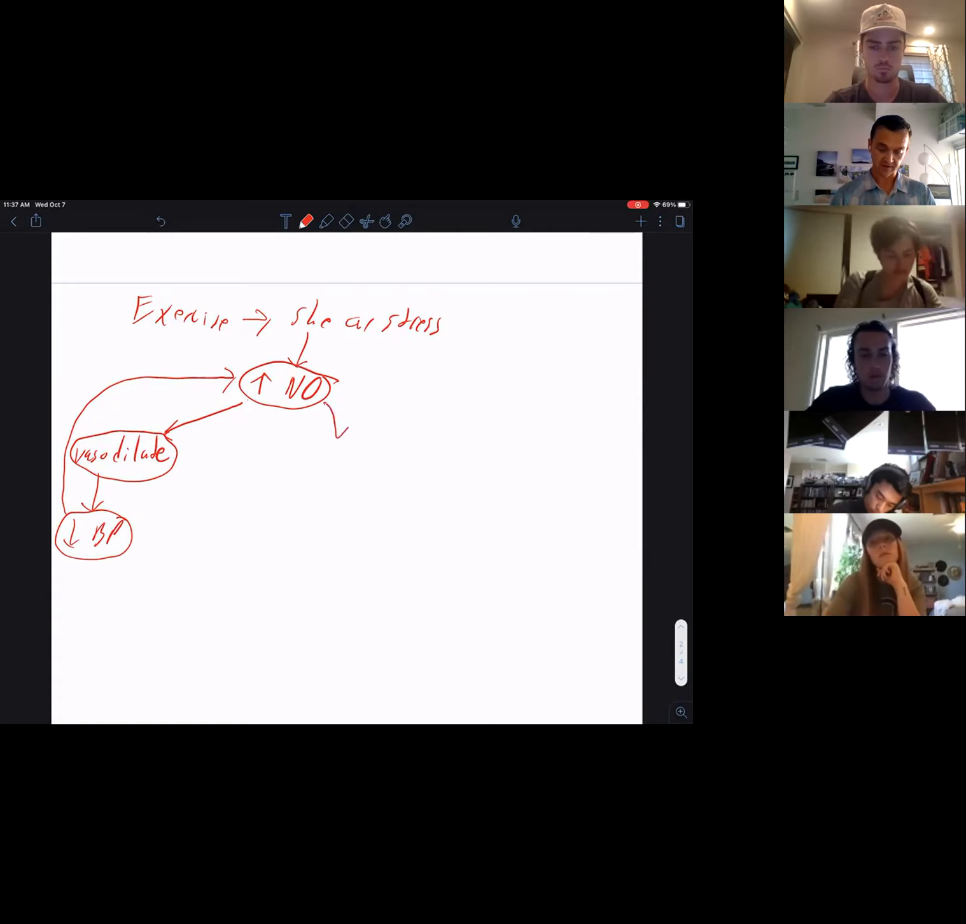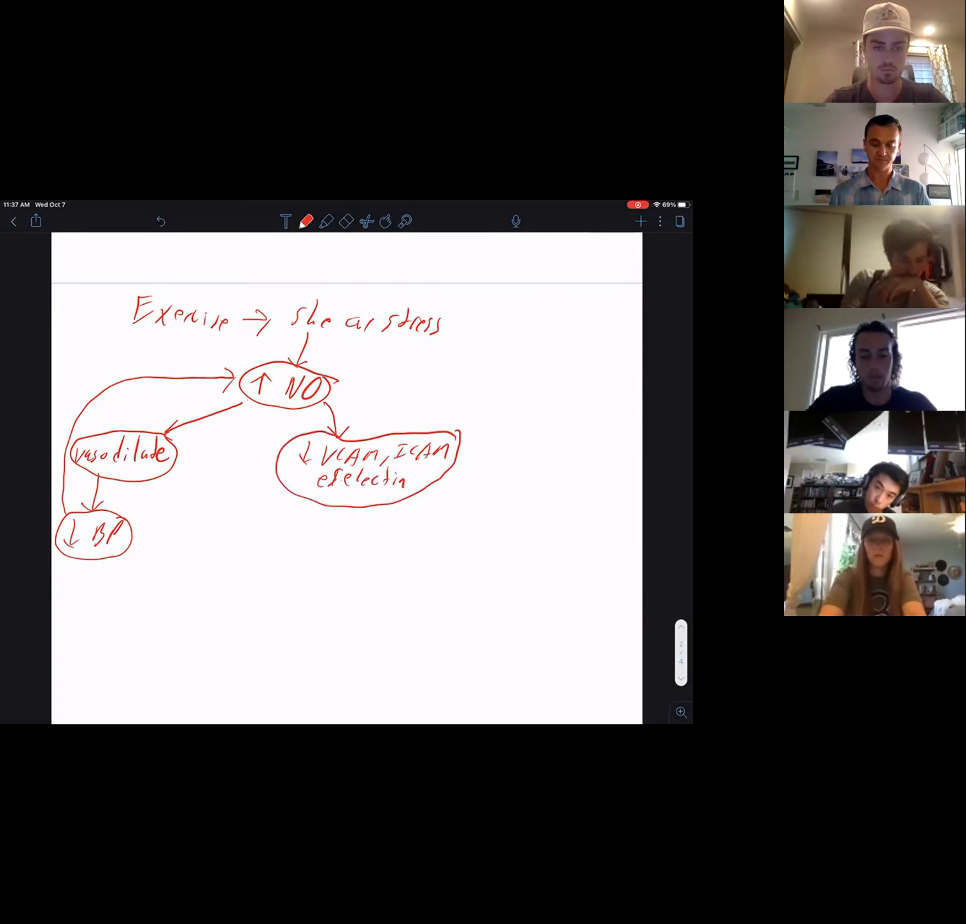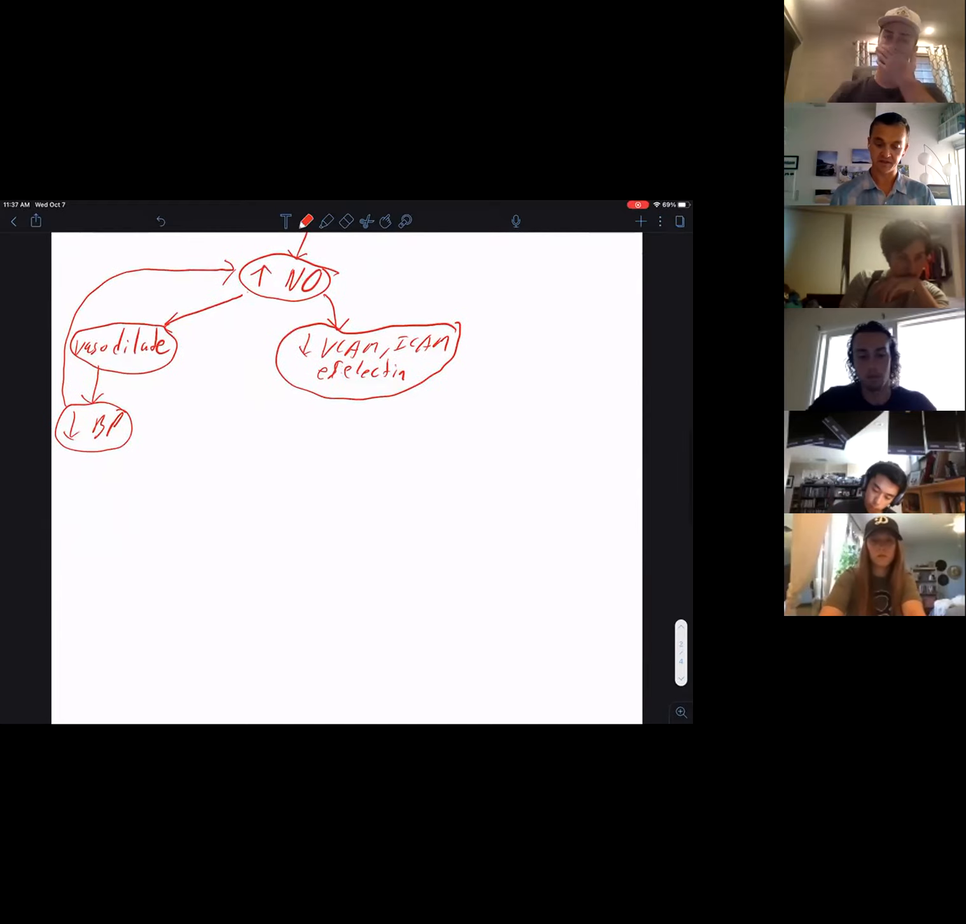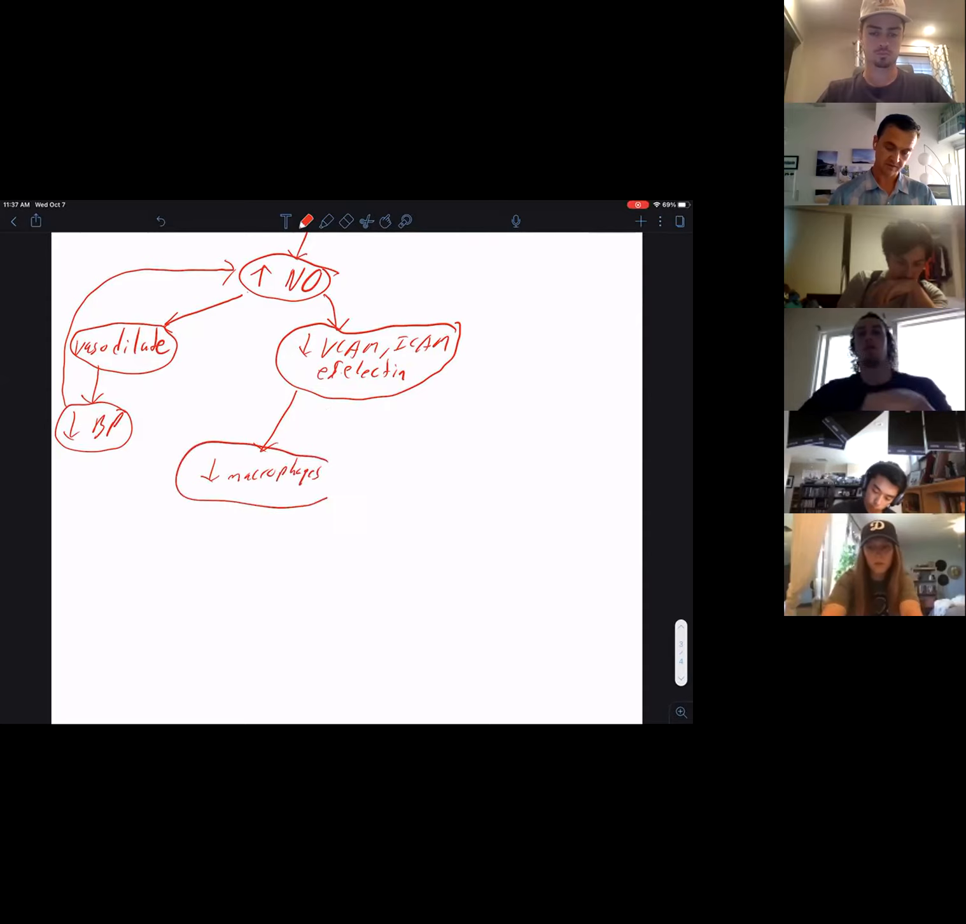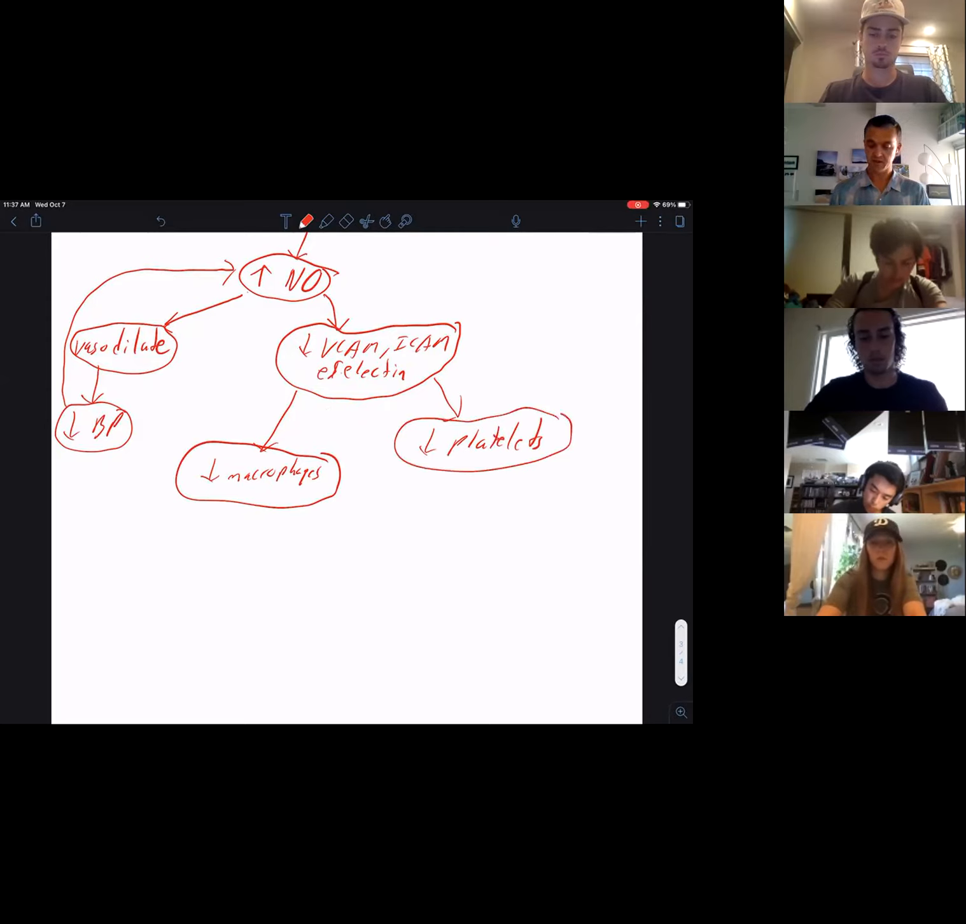The other part of nitric oxide: when we increase nitric oxide, we're going to decrease VCAM, ICAM, and another one that is talked about as well, which is E-selectin. These are all cellular adhesion molecules. If we're decreasing those cellular adhesion molecules, then we're going to decrease macrophages in the blood vessel. We're also going to decrease platelets, so decrease platelet accumulation.